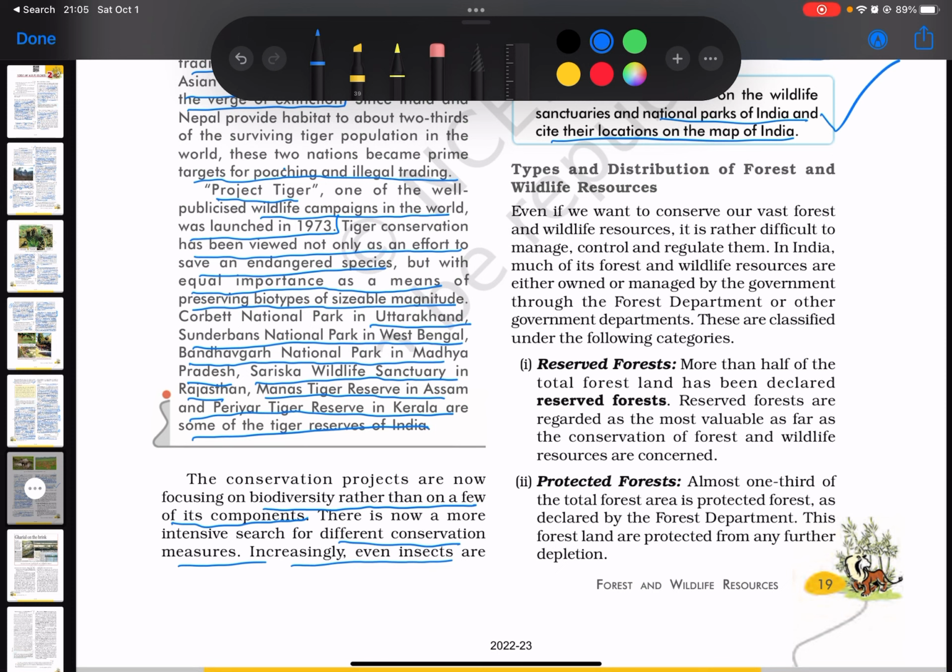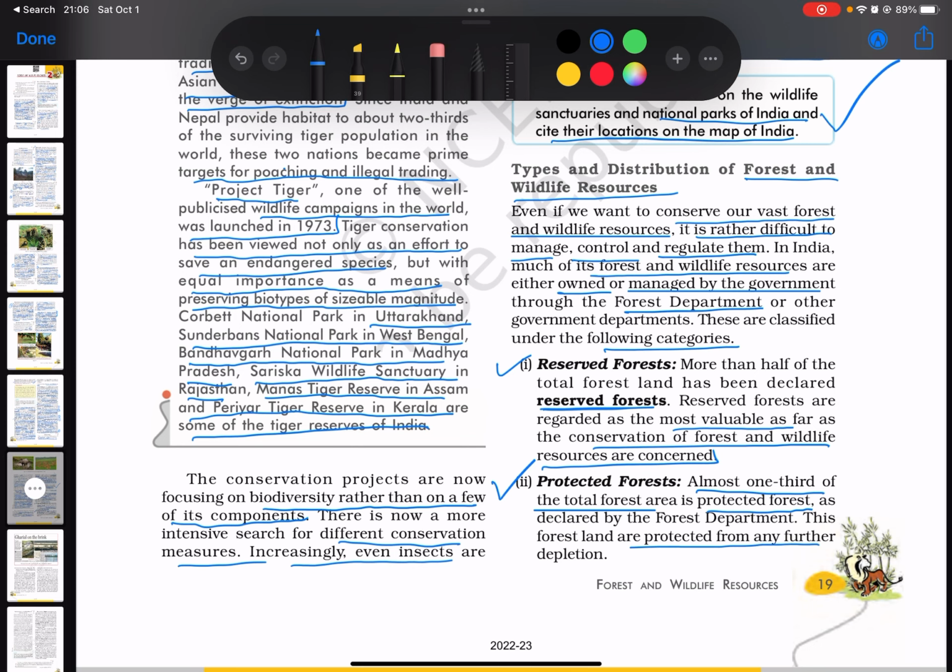Now, let us look at the type and distribution of forest and wildlife resources. Even if we want to conserve our vast forest and wildlife resources, it is rather difficult to manage, control, and regulate them. In India, much of its forest and wildlife resources are either owned or managed by the government through the forest department or other government departments. Now, these are classified into two categories: the reserved forest and protected forest. More than half of the total forest land is declared as reserve forest. Reserve forests are regarded as the most valuable as far as the conservation of forest and wildlife resources is concerned. Almost one third of the total forest area is declared as protected forest by the forest department, and this is protected from any further depletion.